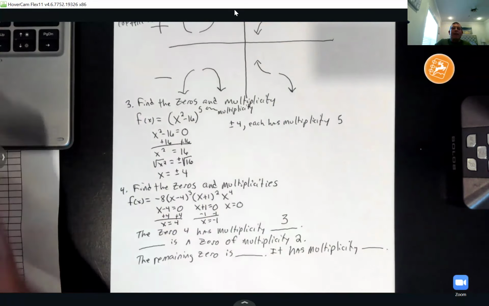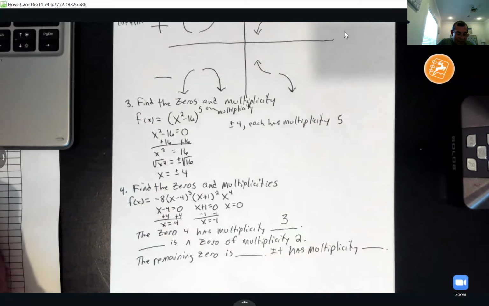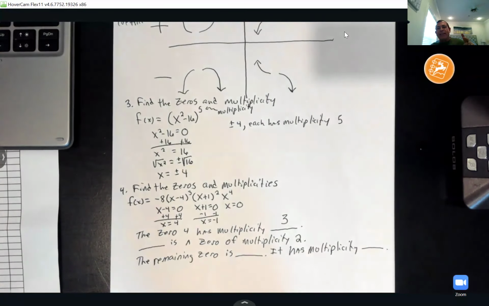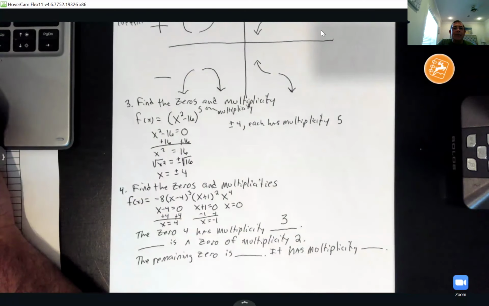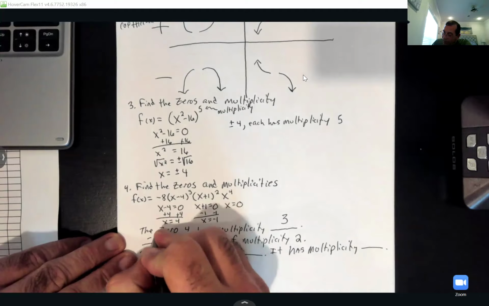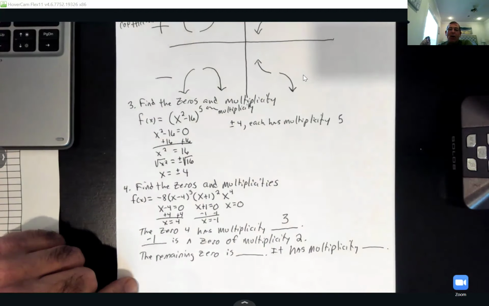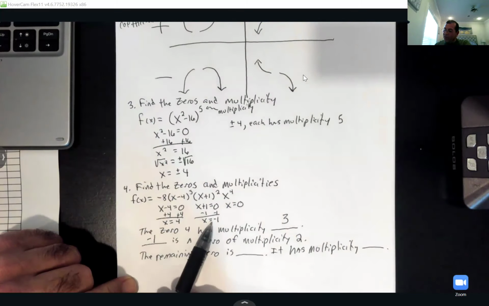So now they want to know, blank is a 0 of multiplicity 2. -1, good job. Because -1 came from the factor that had the exponent 2. So that means the remaining 0 is blank, and it has a multiplicity blank. Well, there's only one left we haven't used. We've done the 4, we've done the -1.